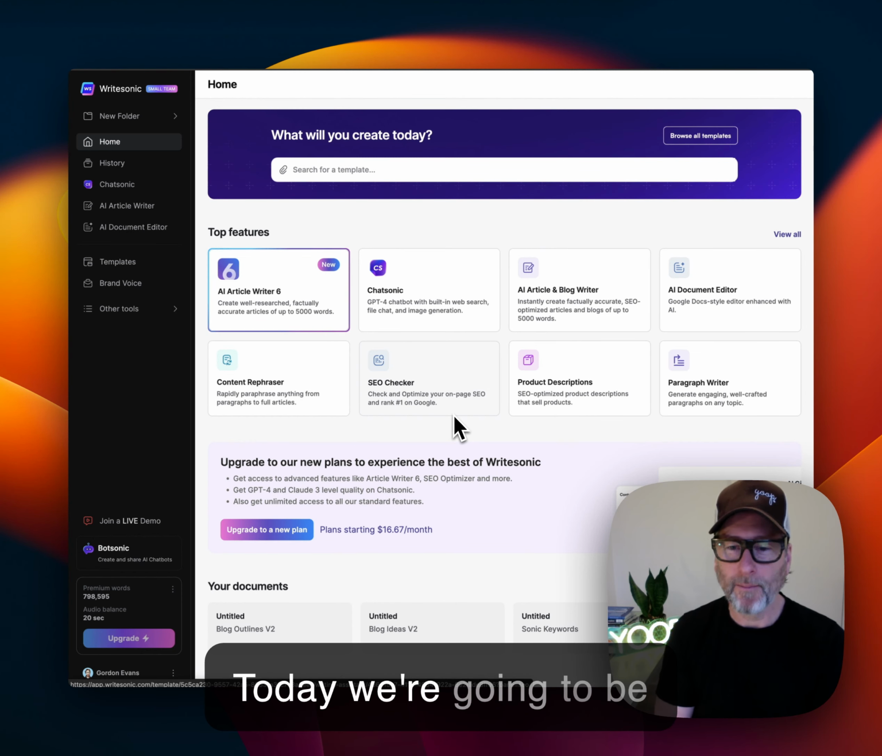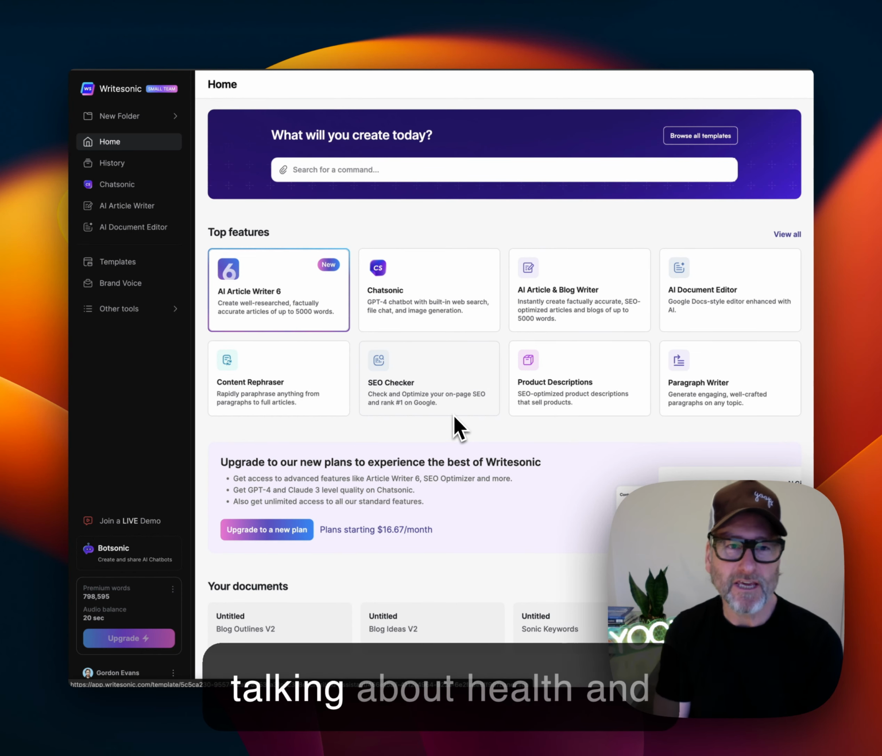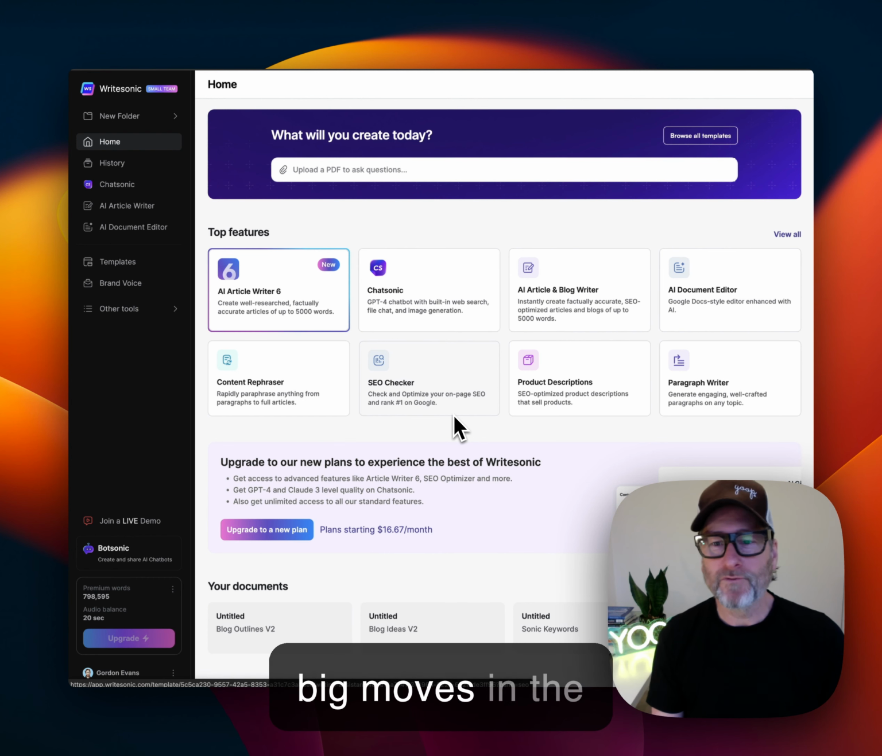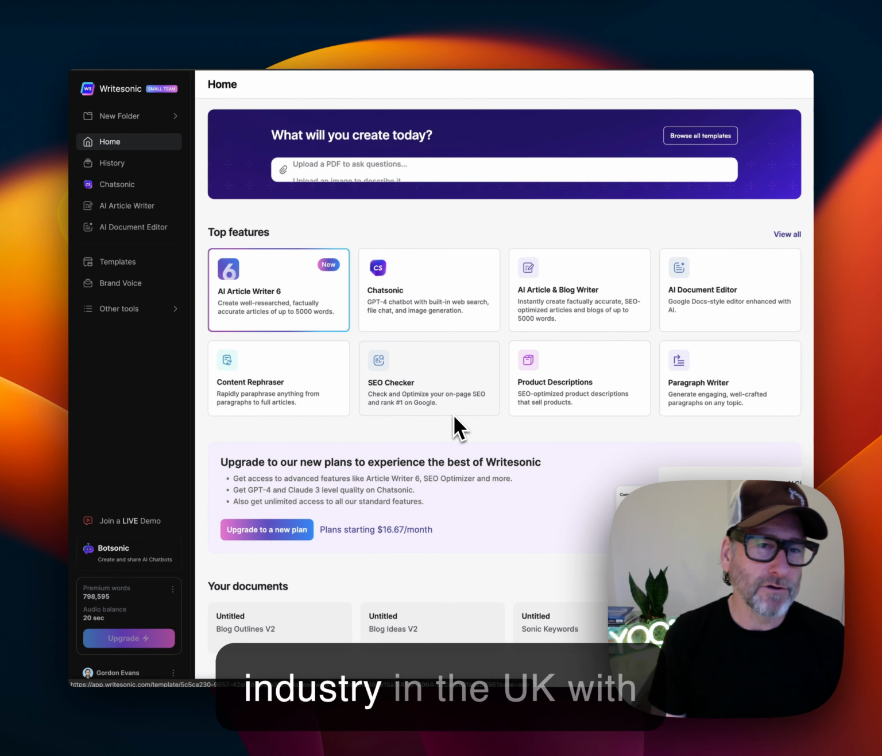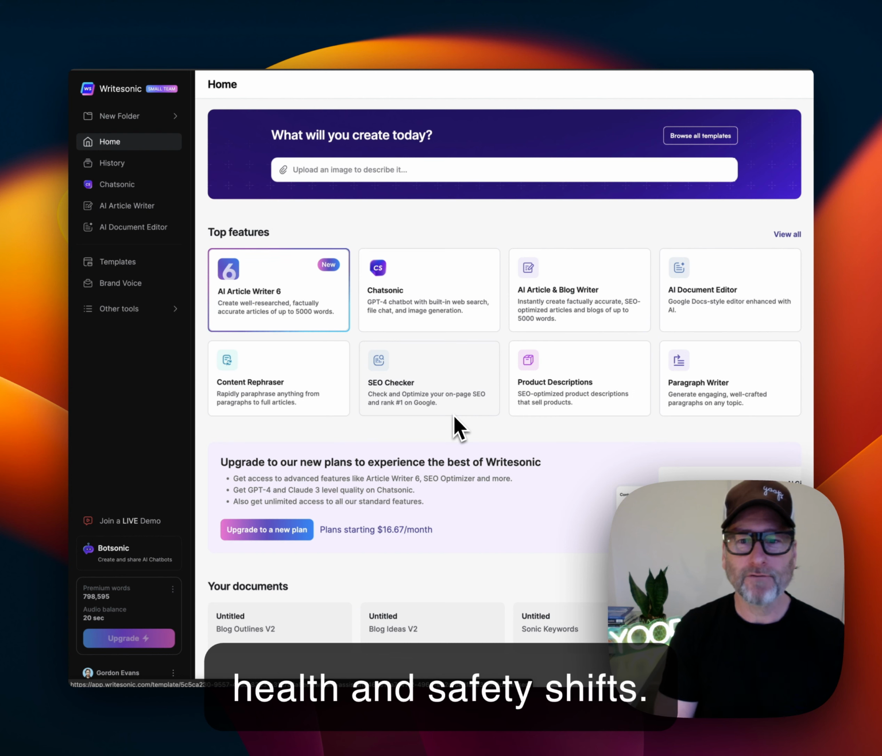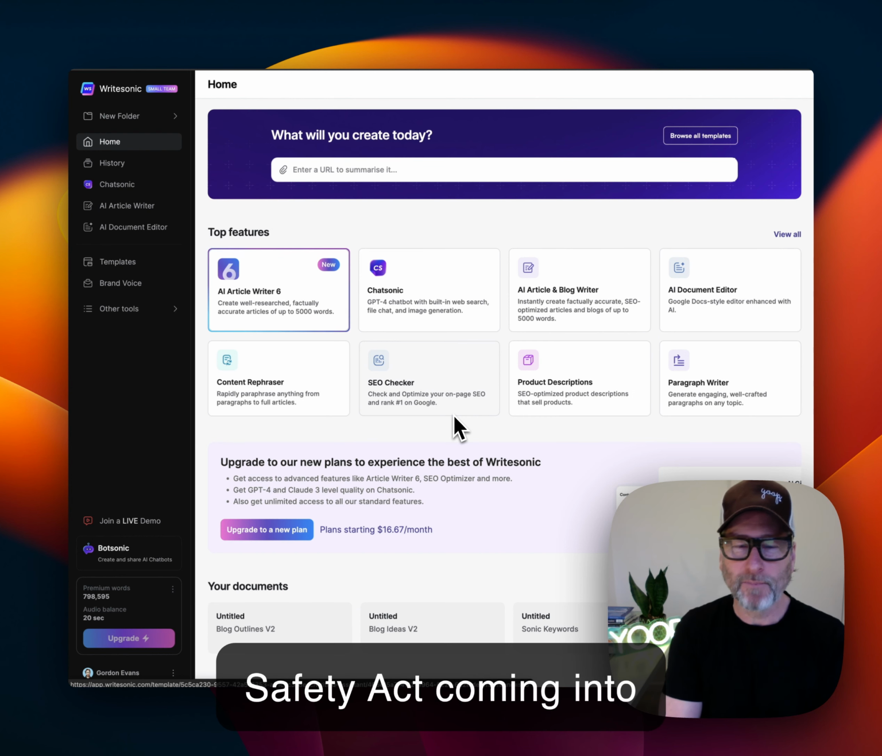Today we're going to be talking about health and safety. There's some big moves in the architecture and building industry in the UK with health and safety shifts. We've got the Building Safety Act coming into play.